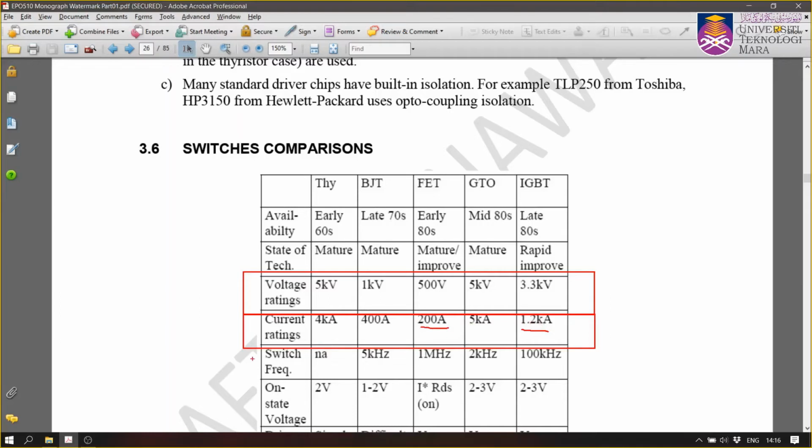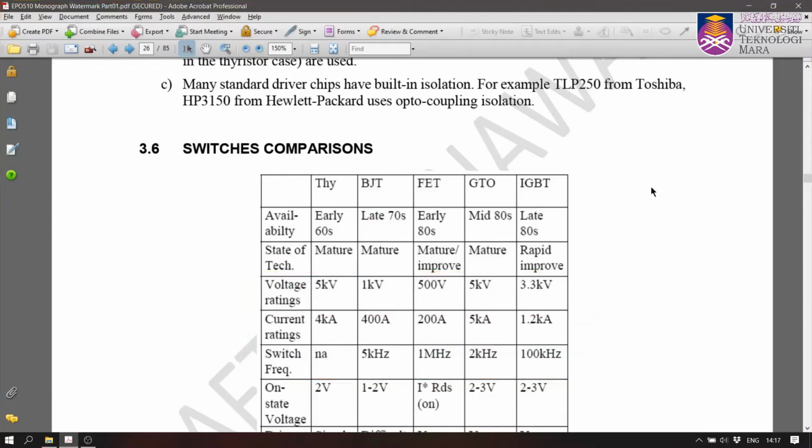So these are the three important items that you need to look at, right? The voltage rating, current rating, as well as the switching frequency. So MOSFET can work at high frequency, 1 megahertz range. IGBT can go up to only 100 kilohertz. BJT 5 kilohertz. GTO 2 kilohertz. And thyristor is only for line frequency. Thyristor only works for 50 hertz or 60 hertz frequency. So that is the switches comparison.